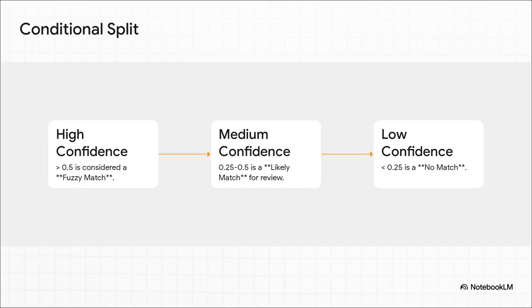This is where you turn those scores into real action. Using another SSIS tool called a conditional split, you can create your own business rules. So, for example, if the confidence is really high, say over 0.5, you can automatically accept it as a good match. If it's in a middle range, you can flag it for a human to review, and if it's really low, you can just automatically reject it. You get to define what these levels mean.